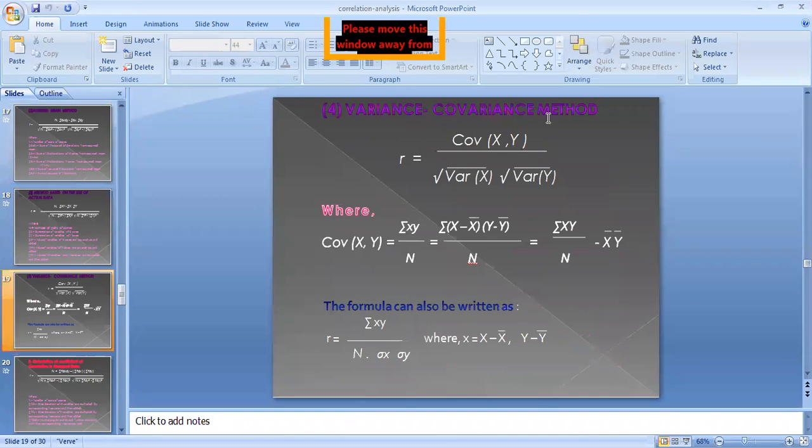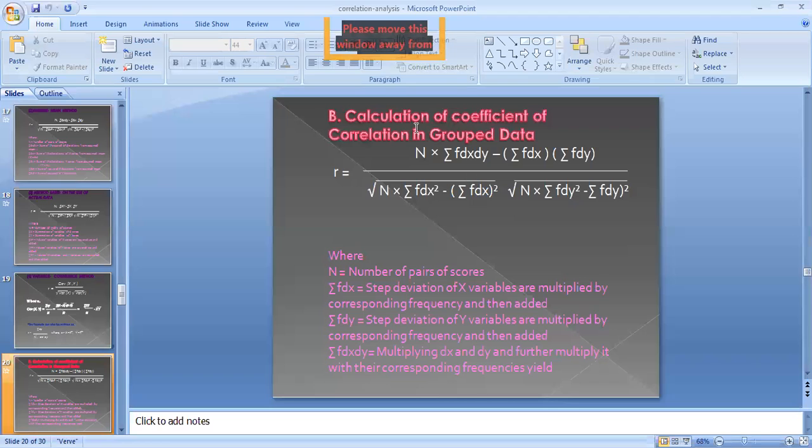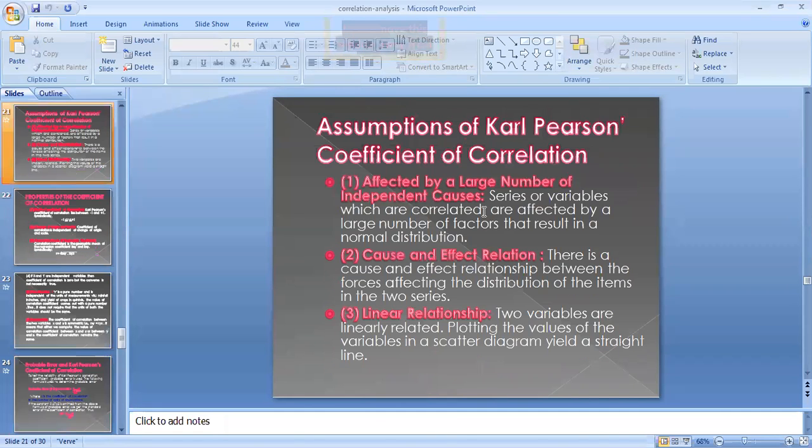Now, the covariance variance method. R equals covariance of xy divided by the square root of variance of x times the square root of variance of y. This is another formula for Karl Pearson's correlation coefficient. Now, calculation of the coefficient of correlation for grouped data. We have to use this formula for grouped data. We will use this formula in our next example.